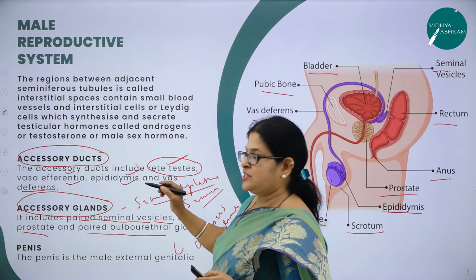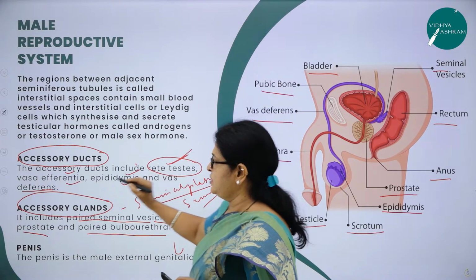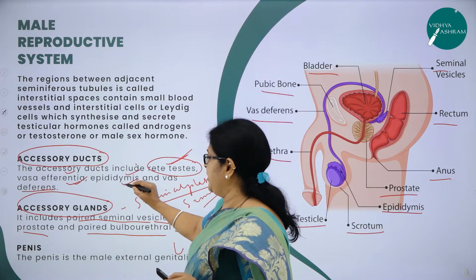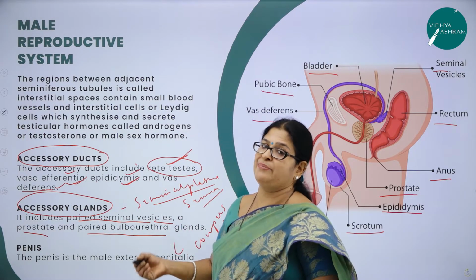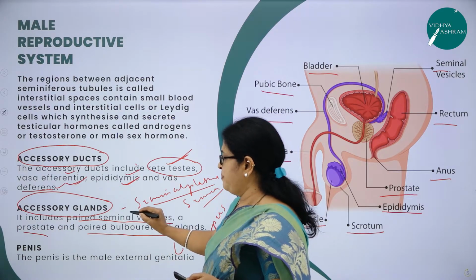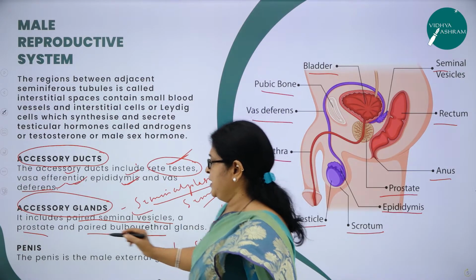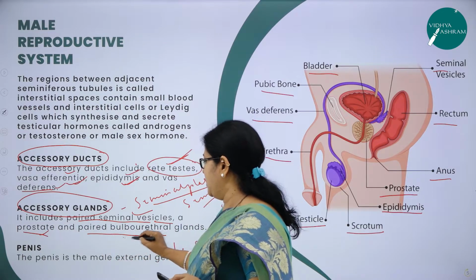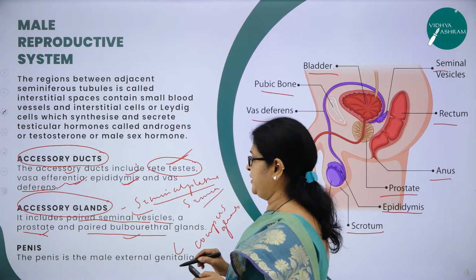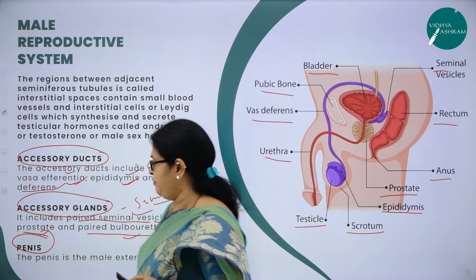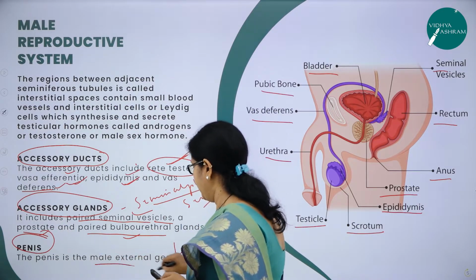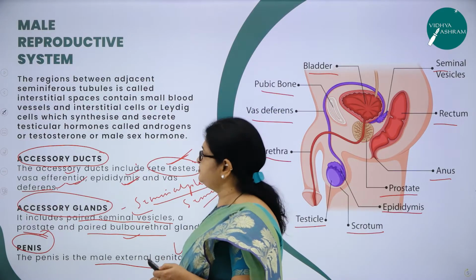So name the accessory ducts. The accessory ducts include what? Rete testis, vasa efferentia, epididymis and vas deferens. What are the accessory glands? Name the accessory glands if they ask. It is a pair of seminal vesicles, a prostate gland and a paired bulbourethral gland, right? And very important is the external genitalia of the male called penis. So penis is the male external genitalia.